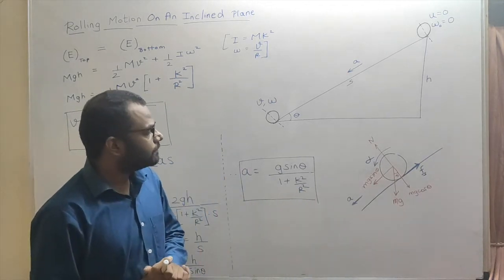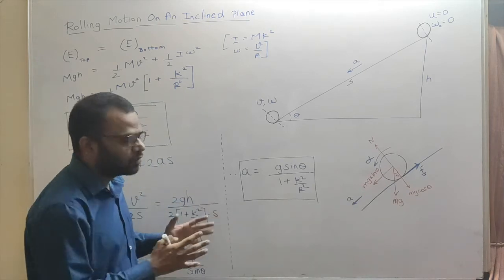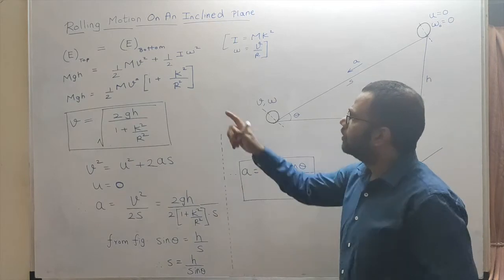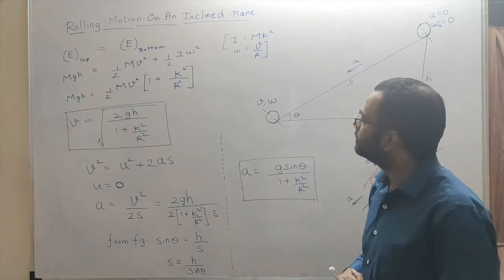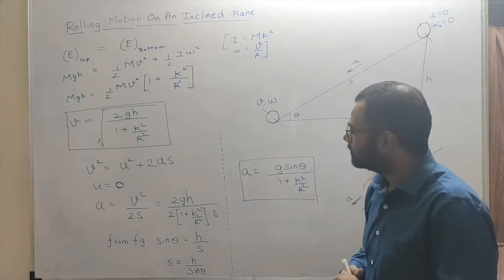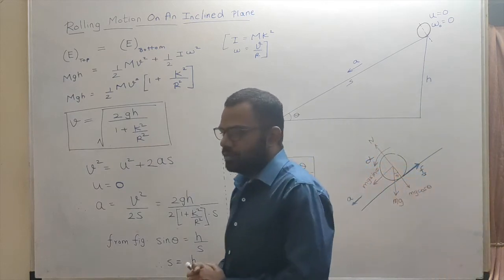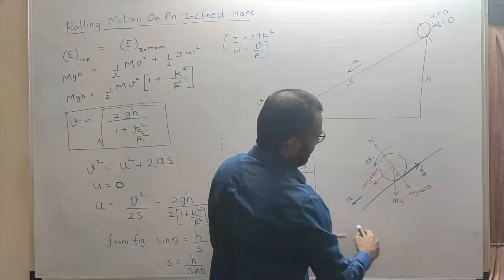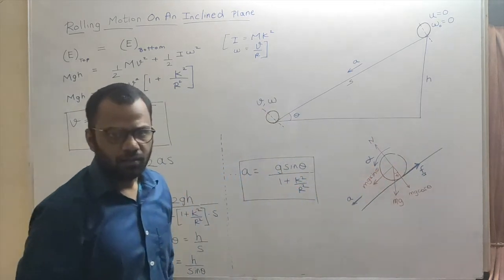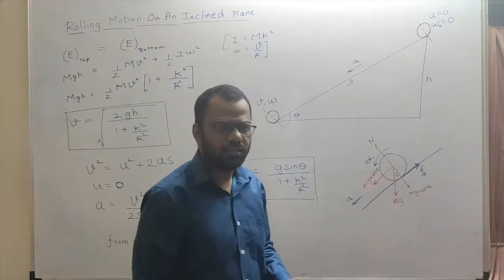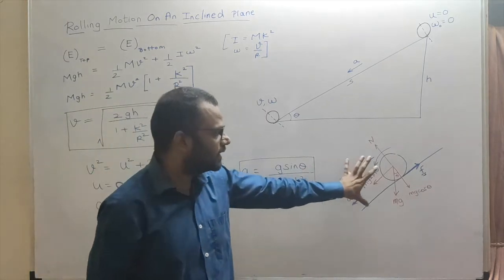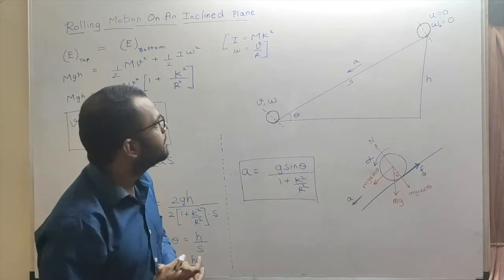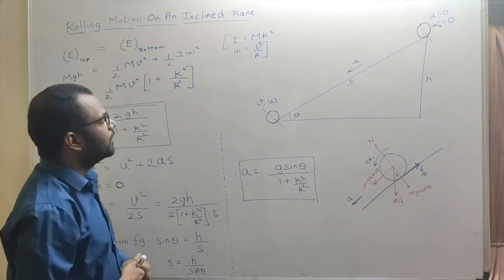Getting this? I hope you have understood this thing. So just put the heading: rolling motion on an inclined plane. Now this part you can draw somewhere else in your notebook. You are not supposed to draw this. You can say that this is for your understanding. You can draw it somewhere else or in the margin. So put the heading: rolling motion on an inclined plane.